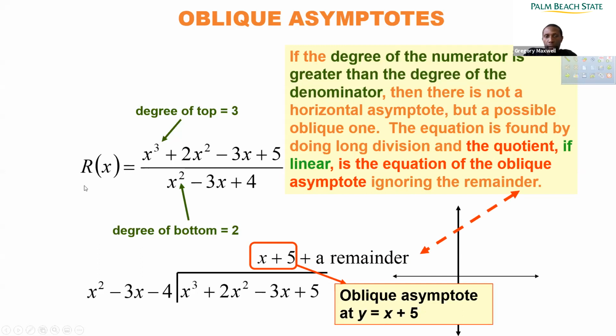So to find the oblique asymptote, you first must verify that the degree of the top is 1 more than the degree of the bottom. Then you do long division and then look at the quotient. We don't care about the remainder. We look at the quotient. Y equal to the quotient is the oblique asymptote.